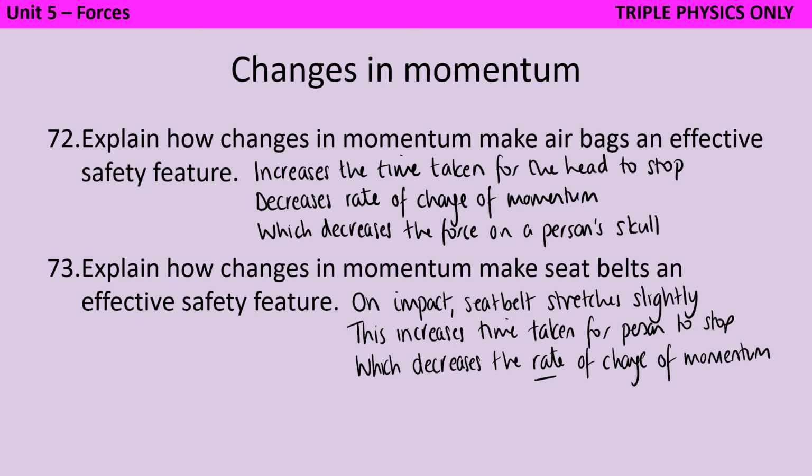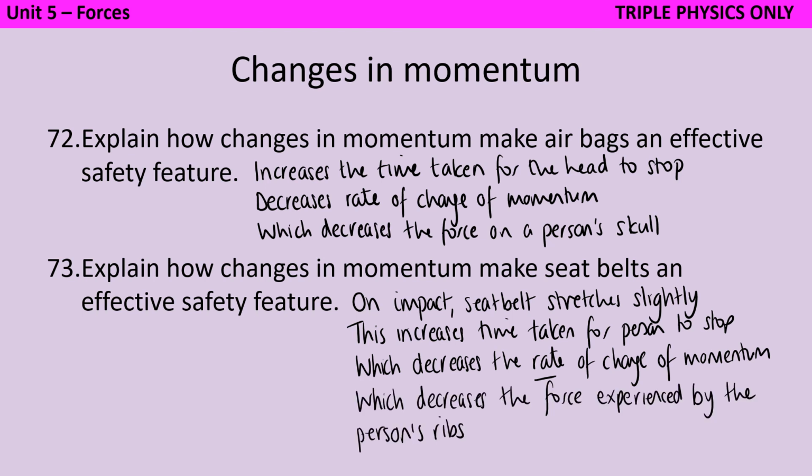You still have the same amount of momentum at the start, and you still have the same amount of momentum at the end, but because it's taken longer for that change to happen, the rate of change is lower. And that therefore means that the force that's experienced on your rib cage is also lower, and so there's a lower chance of injury to you.